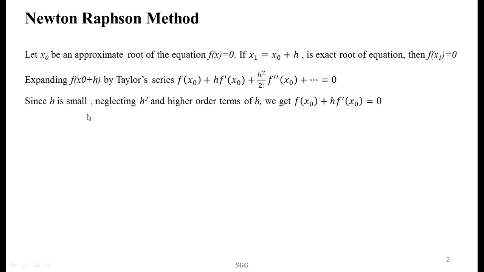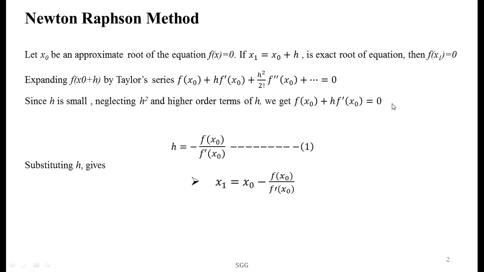Now let us expand f of x0 plus h by Taylor series. We get f of x0 plus h into f dash of x0, plus h square by 2 factorial into f double dash of x0, plus terms with higher powers of h and higher derivatives of f, is equal to 0. Since the h value is very small, we can neglect the terms with h square and higher powers of h. Finally, we get f of x0 plus h into f dash of x0 is equal to 0. Now rearranging the terms, we get the final value of h as minus f of x0 divided by f dash of x0. Let it be equation number 1.